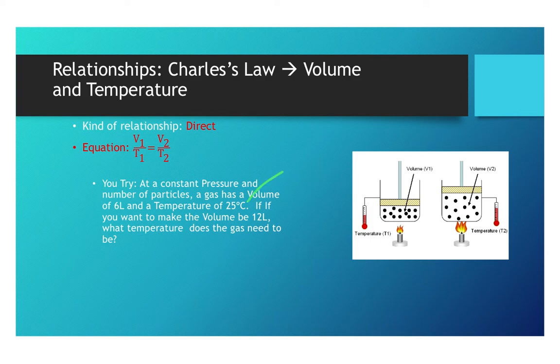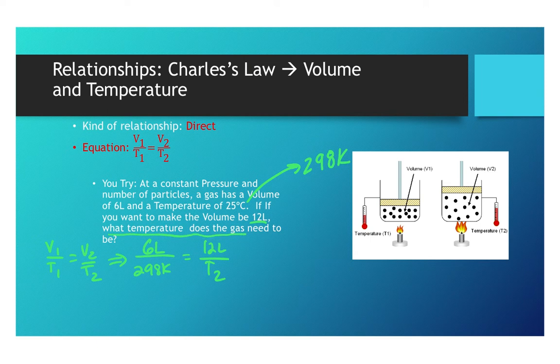All right, here we go. First thing, I want to change that temperature. So 25 Celsius plus 273 gives me 298K. Now we are going to make our equation out here. So the first volume is 6 liters. First temperature is 298 Kelvin. And that's equal to our new volume, which is 12 liters, and our new temperature, which we don't know, right? What temperature does it need to be?